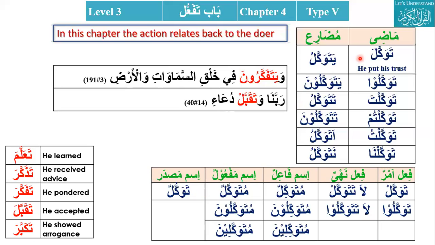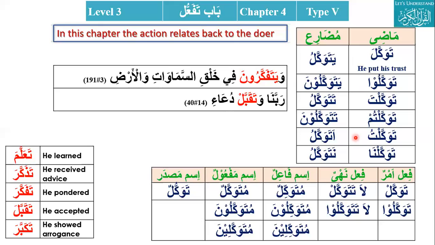Takabbara means he showed arrogance. Okay, start all the translation. Takabbaru, they showed arrogance. Takabbarta, you showed arrogance. Takabbartum, you all showed arrogance.